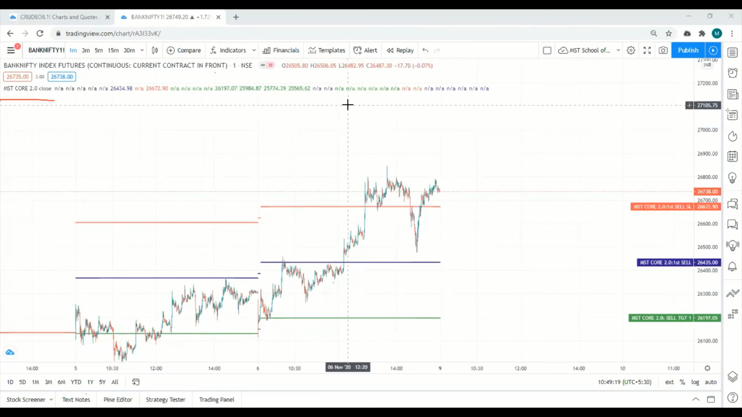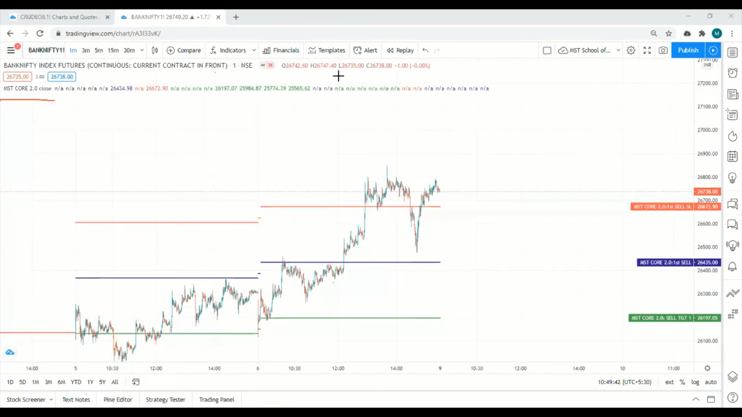Mainly, in addition to this MST Core 2.0, I have one or two more indicators. About this I will release one more video, because if I continue everything in a single video, it will be very long. But we are trading mainly with this indicator only.